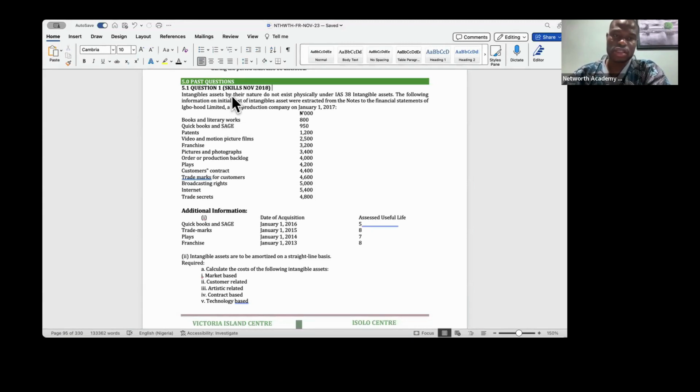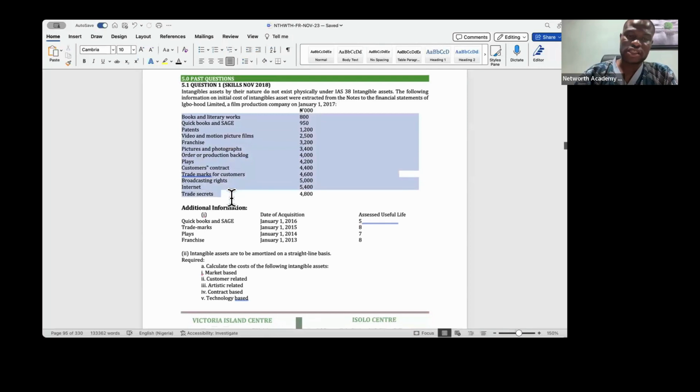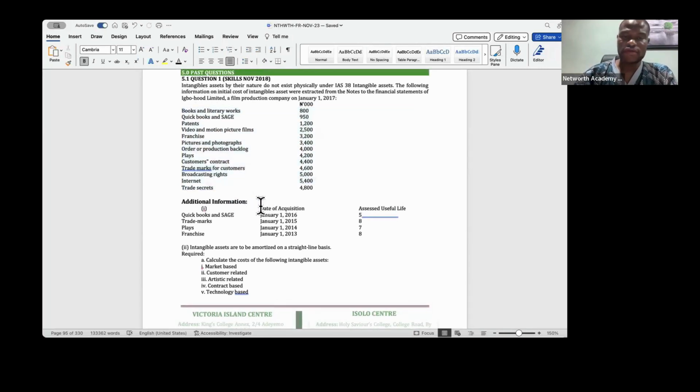So this question states that intangible assets by their nature do not exist physically. Under IAS 38 Intangible Assets, the following information on initial cost of intangible assets were extracted from the notes to the financial statements of Igbowood Limited, a film production company, on January 1st, 2017. So they gave us all of these items. So they now give us some additional information on these items. They give us the dates they acquired them and their useful life.